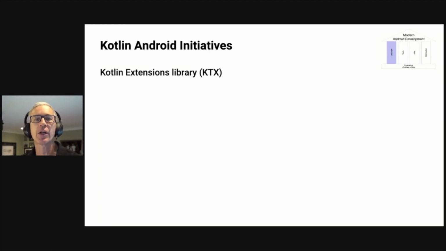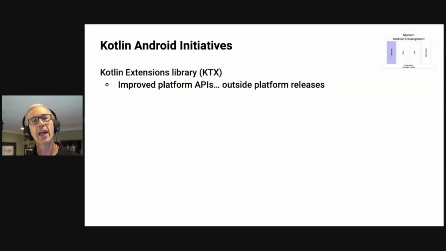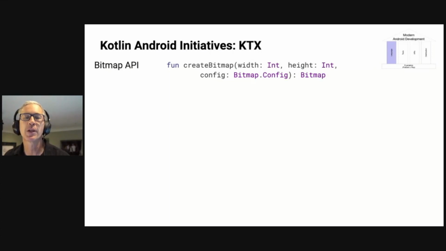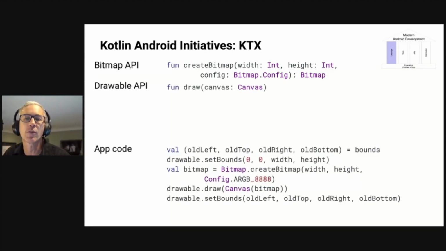KTX, as I mentioned earlier, we are adding API capabilities outside the platform, because we're basically adding extension functions to existing classes. Let me give you a quick example in the bitmap API. Let's say you want to create a drawable from a bitmap, and then you end up with app code that looks something like this.